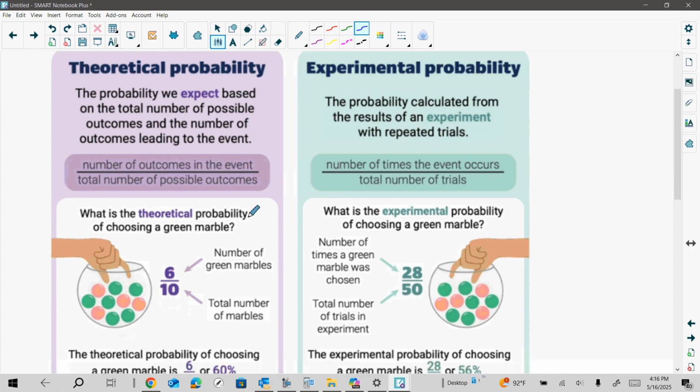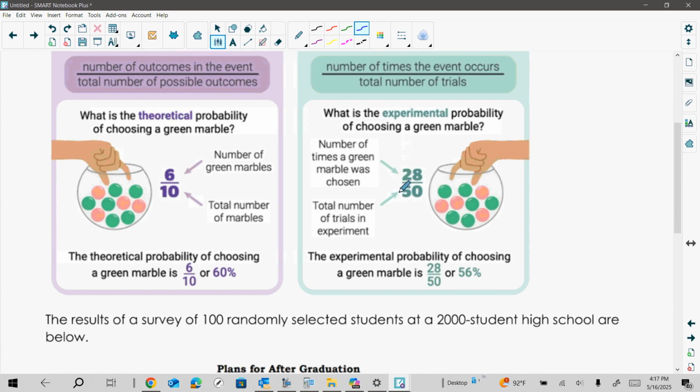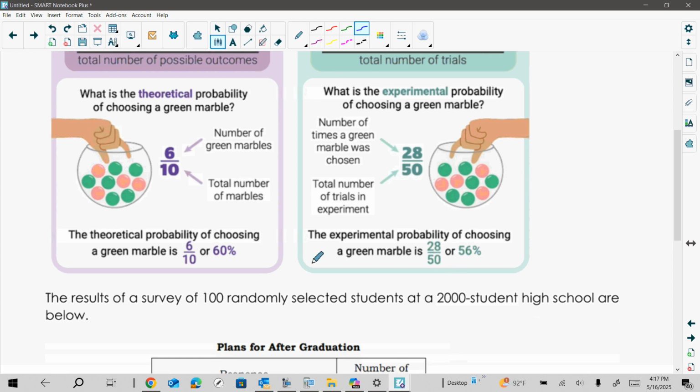Odds are, we're going to ask you to use some results from an experiment to come up with the probability. But theoretical is what should happen, and the experiment is what's going to happen based on the events that occur out of the number of trials. Here we see that there are 6 green marbles out of a total of 10. But here they picked the green marble 28 times out of the experiment of 50 trials. So there's the difference between the two. It should be 60%, but the experiment here was 56.